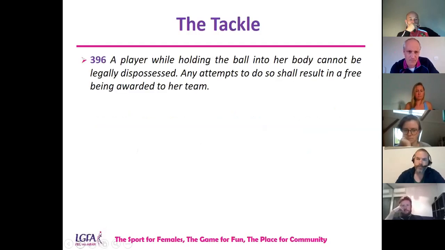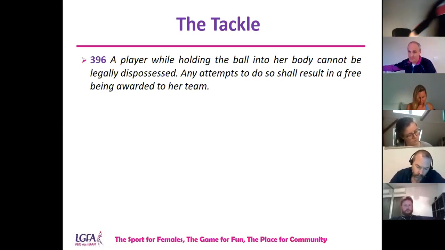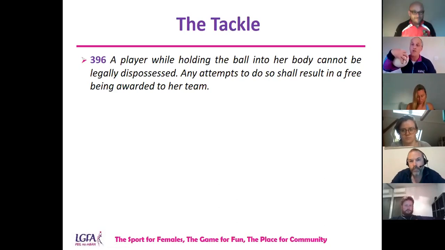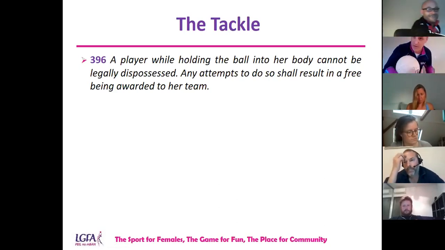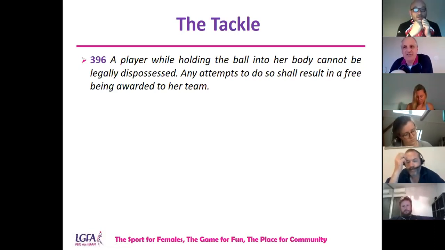In relation to the tackle in ladies football, the rule is Rule 3.96. A player, while holding the ball into her body, cannot be legally dispossessed. Any attempts to do so shall reward a free. So I'll show you. When the ball is in the body, you cannot tackle the player legally. And that relates to pawing, hand on the body.